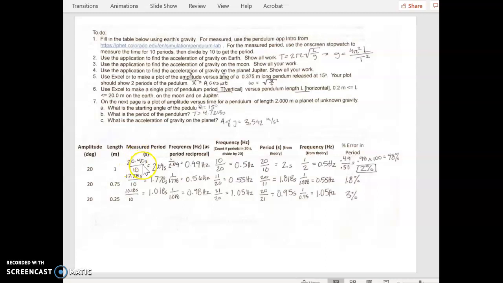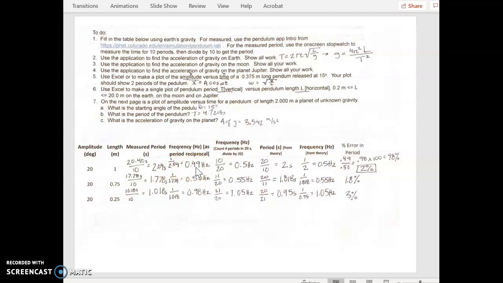And I did it a few times to make sure that my number was a good average, and I got 20.40 seconds. So dividing that by 10 different cycles gives you the average measured period of one cycle, 2.04 seconds. And then to find the frequency, you divide 1 over the period. So 1 over 2.04 is 0.49 hertz.